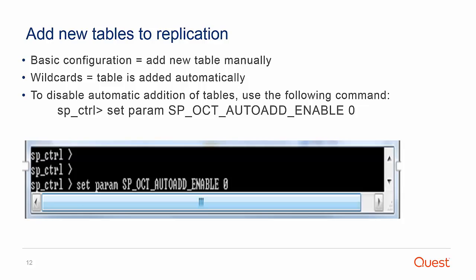Using wildcards allows for the automatic addition of any new table to replication without having to reactivate the config. If you don't want new tables to be automatically added to replication, this feature can be turned off using the SP_OCT_AUTOADD_ENABLE parameter. For more details on this parameter, please reference the SharePlex reference guide for details.